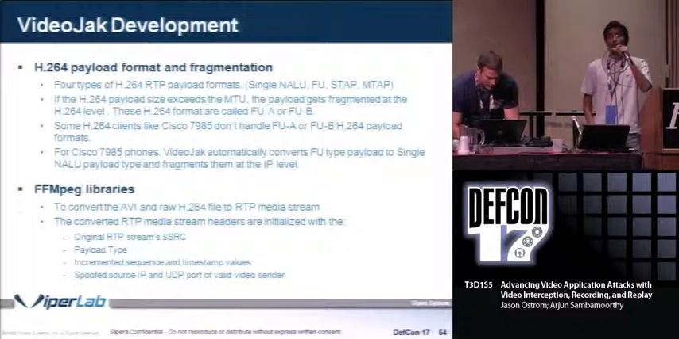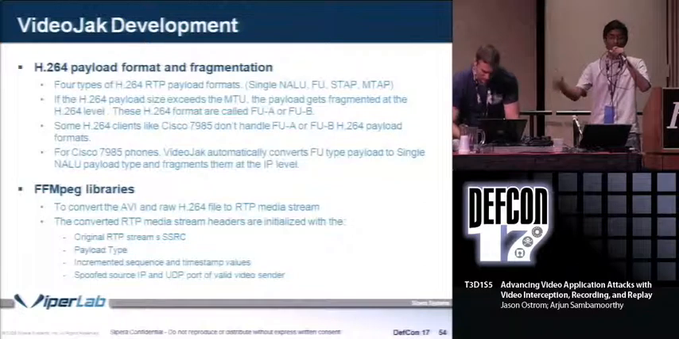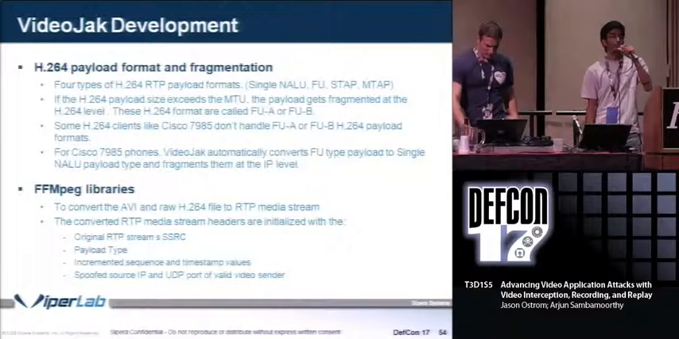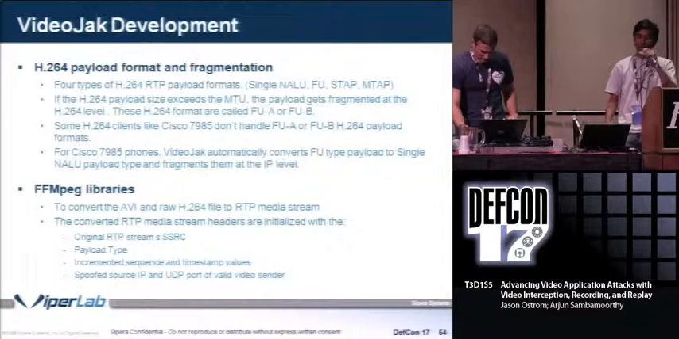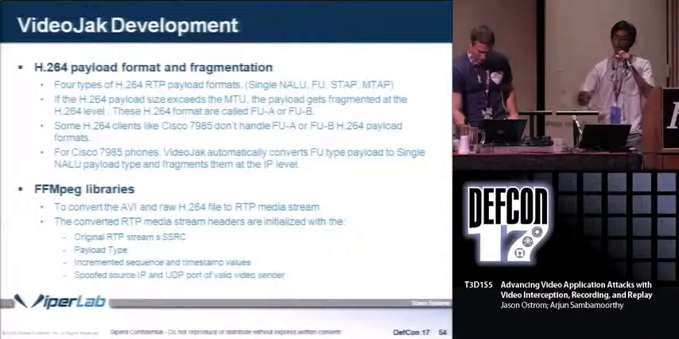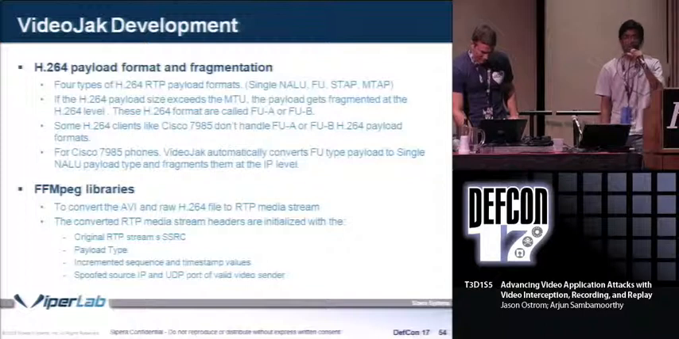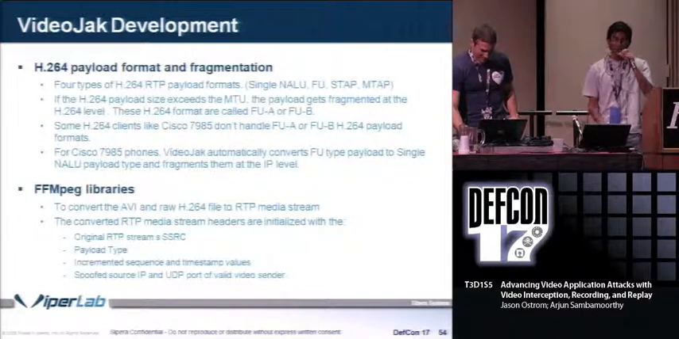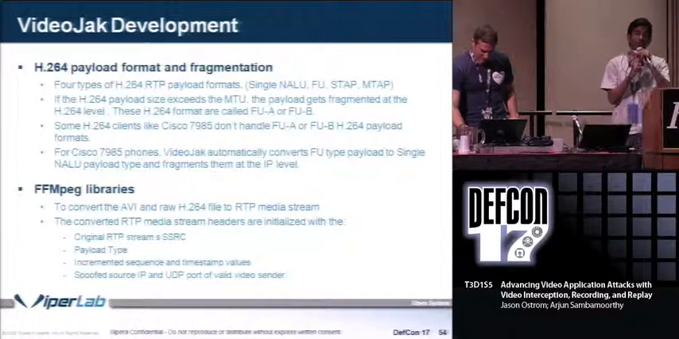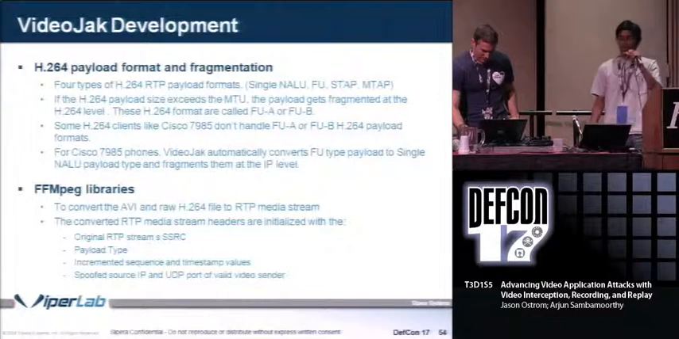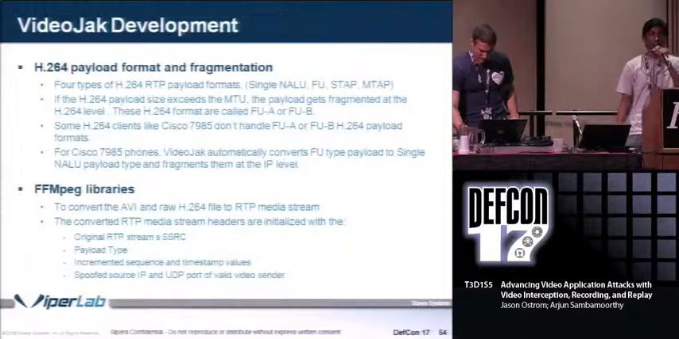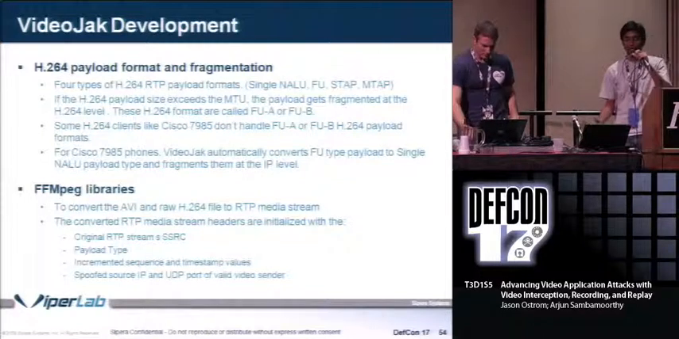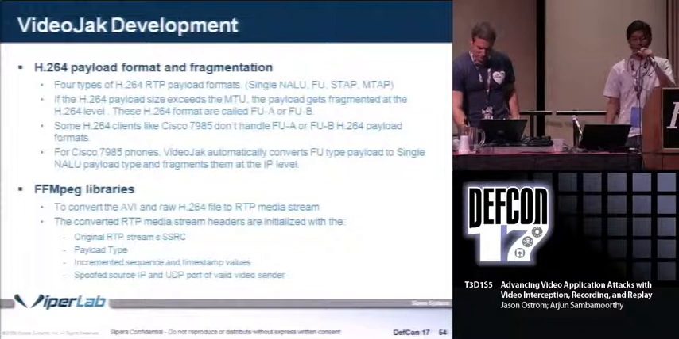But some H.264 clients, like the Cisco video phones, do not handle these FU-A or FU-B packets. They just drop them. So for a VideoJack attack to work successfully against the 7975 phones, we automatically convert the FU type payload to a single NALU type payload, and then we also fragment it at the IP level so that it works perfectly. This feature makes sure VideoJack works against every H.264 video client.